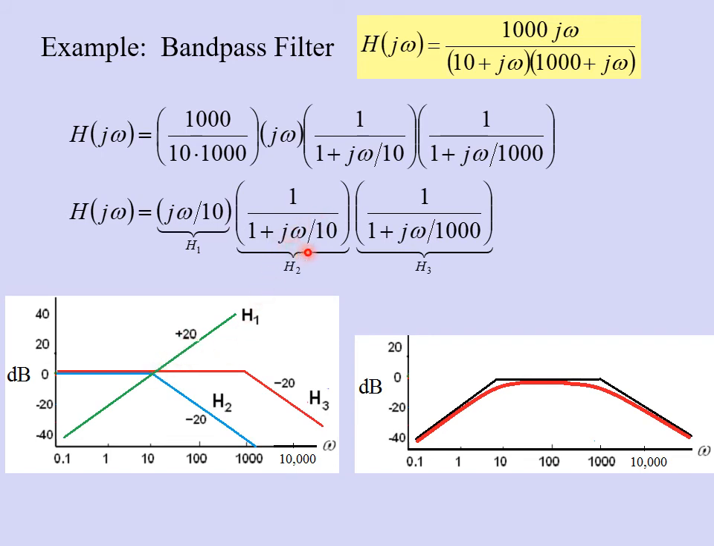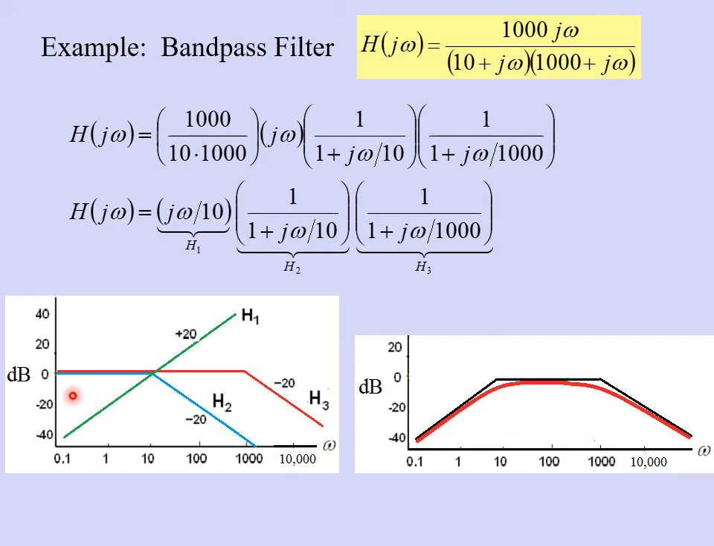So for H2, this term, we see that we also have a corner at 10, which is again right here, but this term here, remember, starts at 0 until we get to the corner and drops at negative 20. And the same with this term here, we have a corner out at 1000 over here, but we start at 0, we go to the corner, and then it drops at 20 decibels per decade. So we've got all our asymptotes here. Now the last step is we just need to add them together.